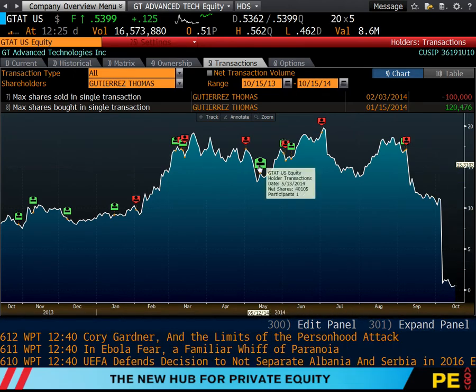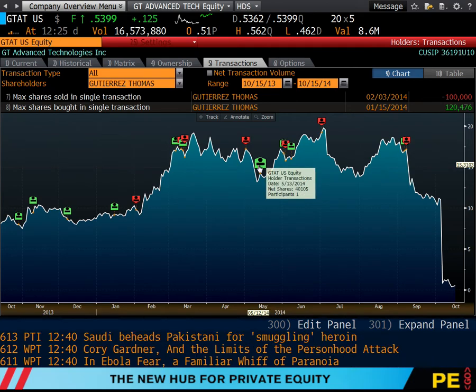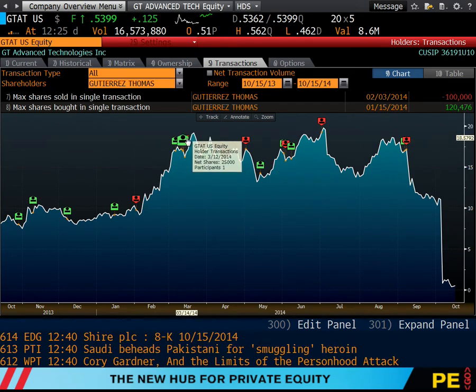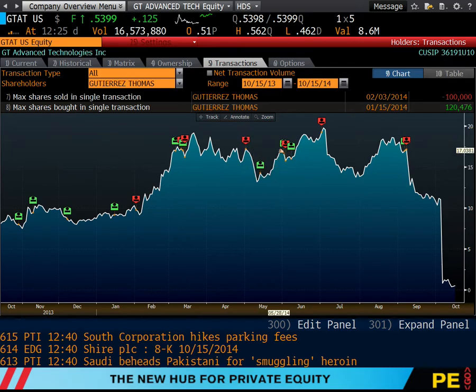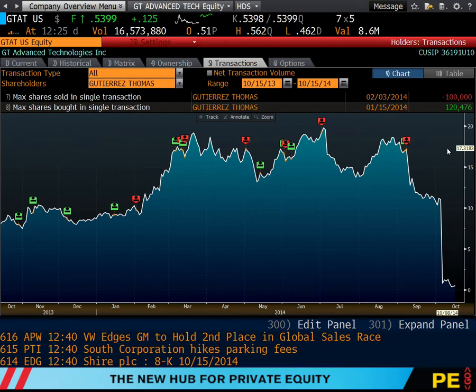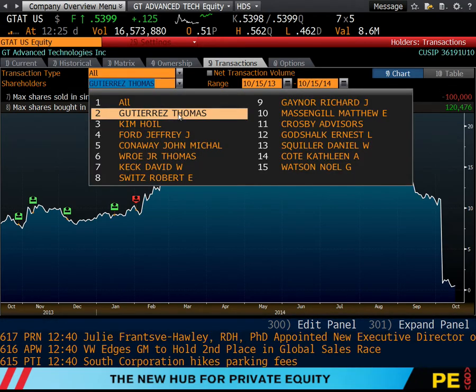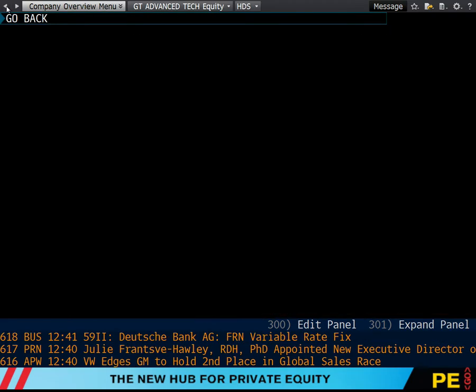Matter of fact, these greens represent restricted stock grants that he was given. The second he got a grant, he dumped it. Dumped, got a grant, dumped it. Got another grant, dumped it. He's been selling all of his stock. Matter of fact, the other person that has been selling all of his stock is the chief operating officer of GT Advanced, which was, sorry, there's a previous screen.